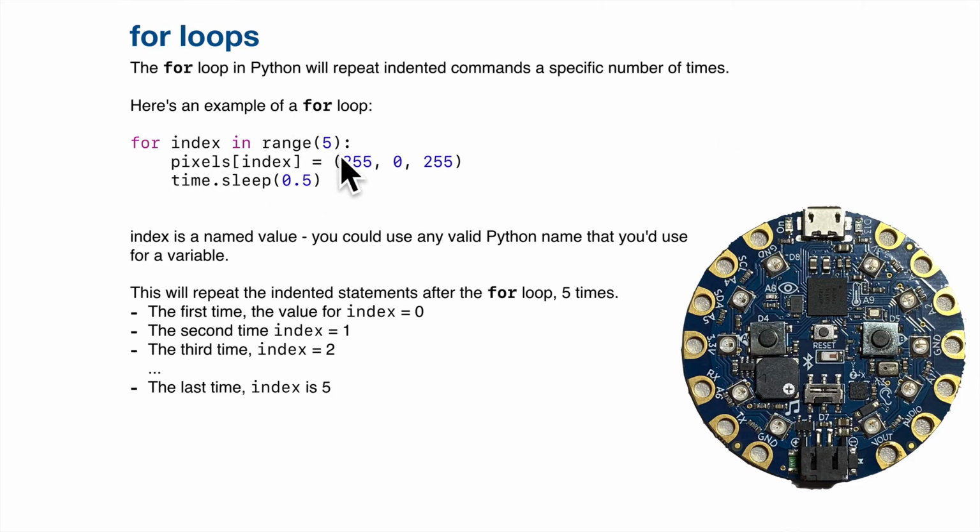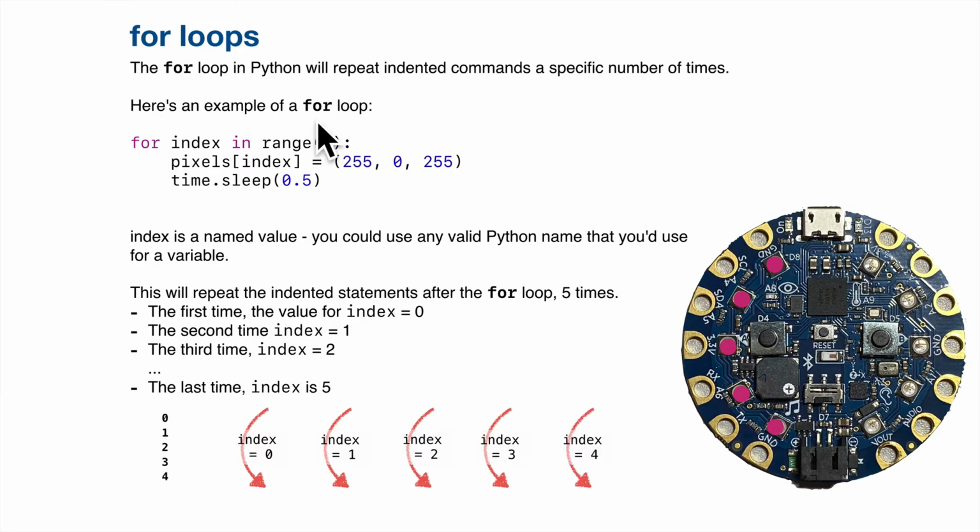So here's how the code works. The first time we go through the loop, index is equal to 0. And when index equals 0, we'll pass it down here, and pixels 0 will be lit up as purple, 255, 0, 255. Then we'll wait half a second. Then we'll go through the loop again, but this time index is going to be 1, so we update the second light. Then we have index equals 2, index equals 3, and index equals 4. And at that point, we've gone through the loop 5 times.